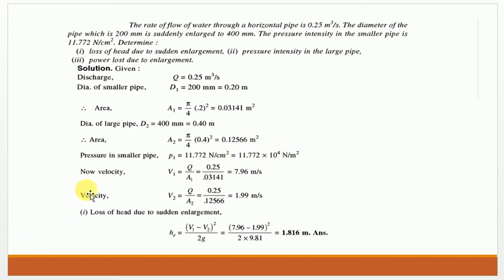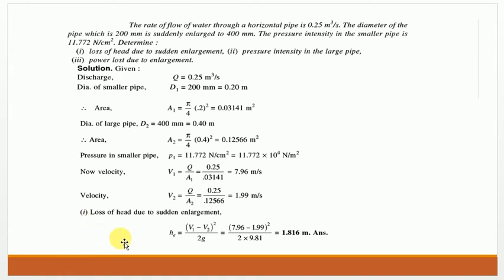Okay. Now the velocity: we know that discharge is equal to area into velocity. So velocity will be equal to discharge by area. We know the area of pipe 1 and pipe 2, so from them we can find the velocity at pipe 1 and velocity at pipe 2. If you substitute and simplify, the velocity in pipe 1 will be 7.96 meter per second and velocity at pipe 2 will be 1.99 meter per second. So there is some reduction in velocity, which is due to sudden expansion of the pipe. If the diameter of the pipe increases and the discharge remains the same, the velocity has to reduce. Okay, this is a simple concept.